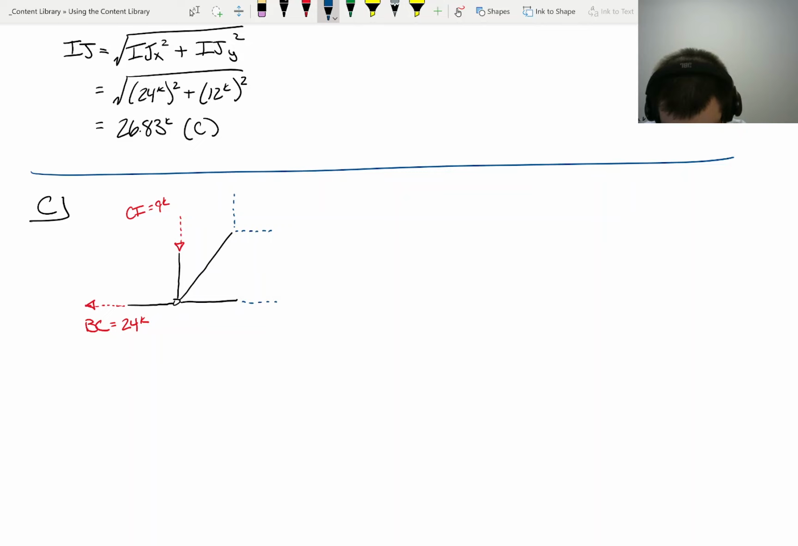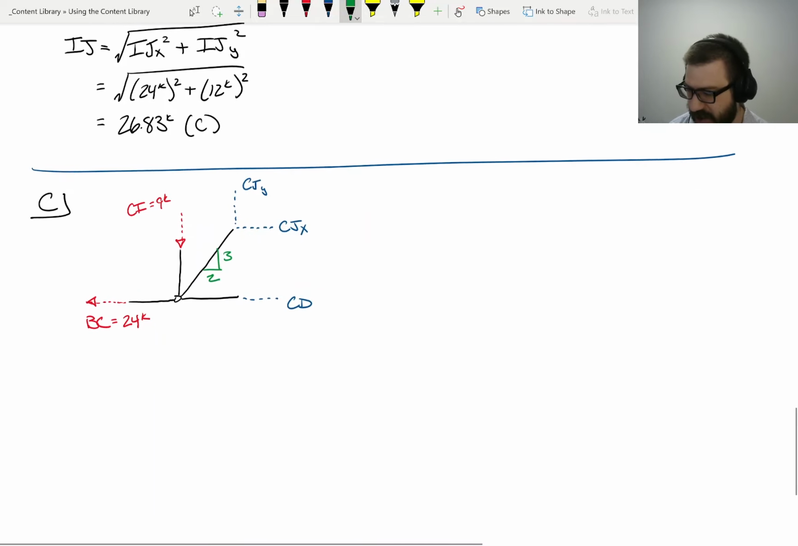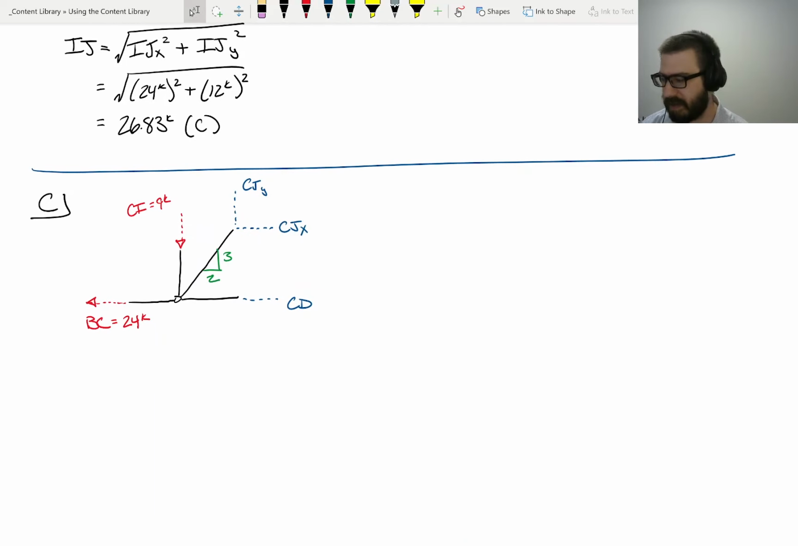Now we've got this. I like to name these, so let's name them. Let's call this CD, and we've got CJ,Y and CJ,X. As for our slope ratio, this is the 3-2. This is the only 3-2 slope ratio member that we'll deal with in this example, because after this, we'll be able to exploit symmetry, look at the end, and we'll be done.